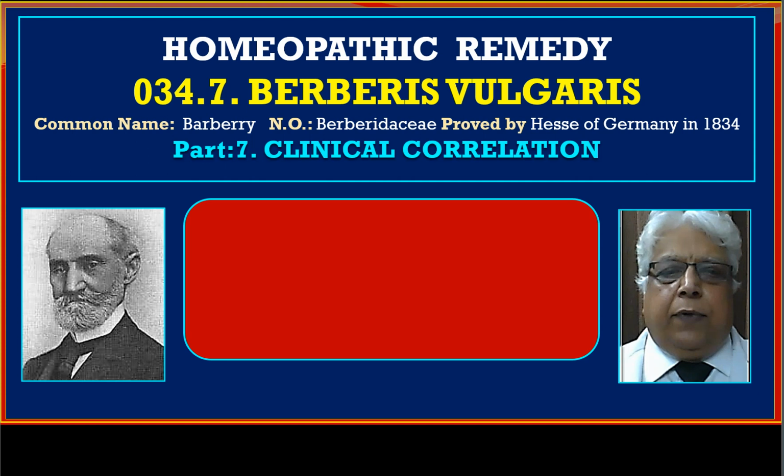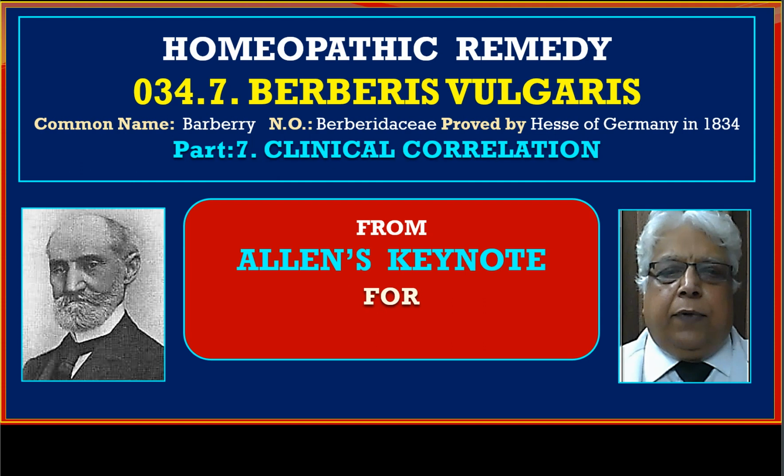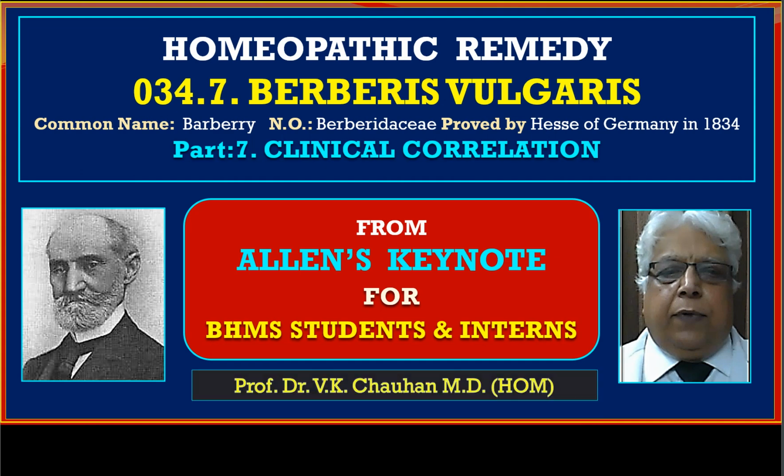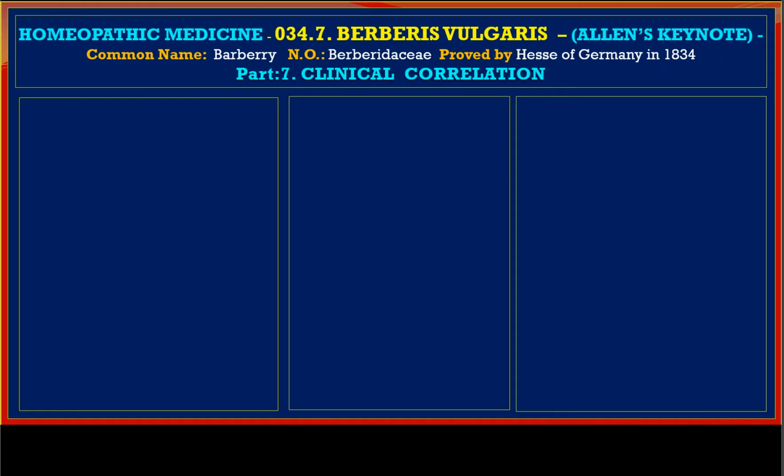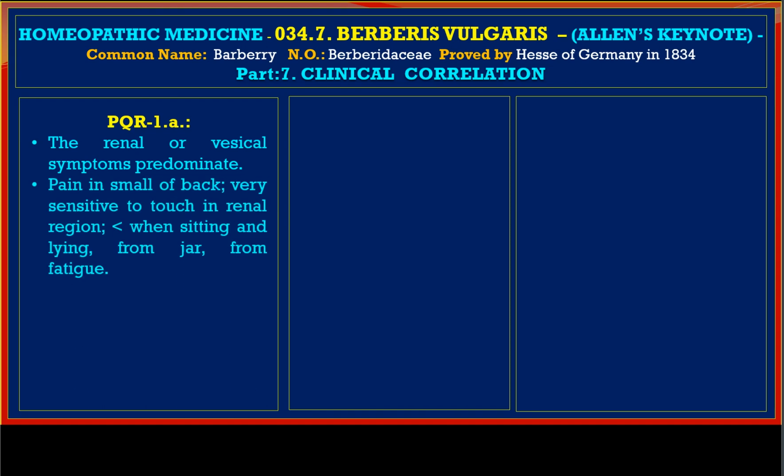This is part 7, clinical correlation, and the text is taken up from Allen's Keynotes, and this is a good revision for 4th BHMS students and interns. So let us go to the first PQR 1A, and here we find Allen tells us about the renal or vesical symptoms predominant in Berberis vulgaris.